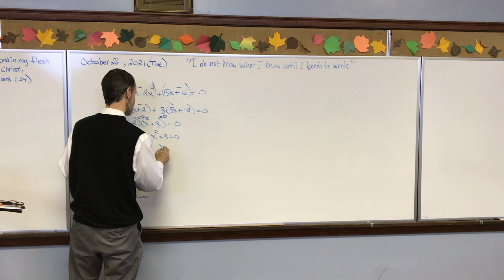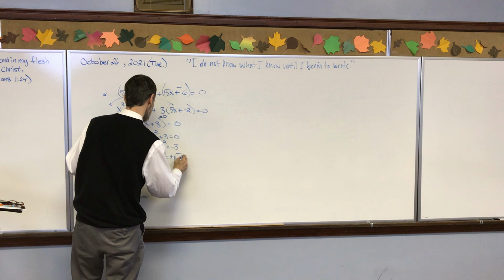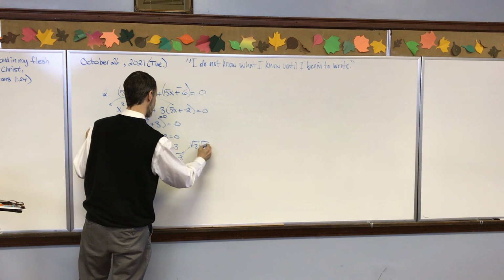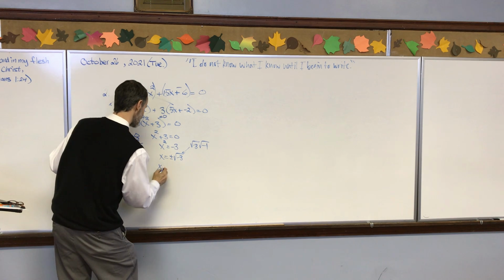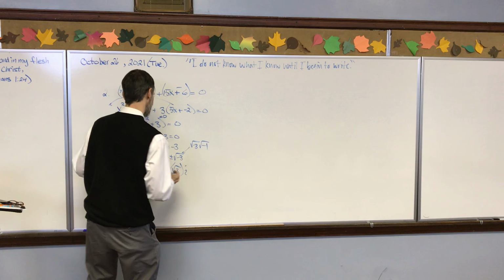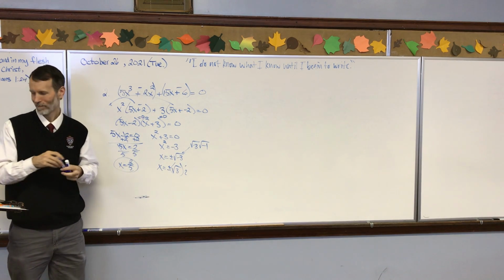And the other one, x squared equals negative 3. So x equals plus or minus the square root of negative 3, which is really radical 3 times radical negative 1. So x equals plus or minus radical 3 times i. Or you could put i radical 3. And those are your three roots.